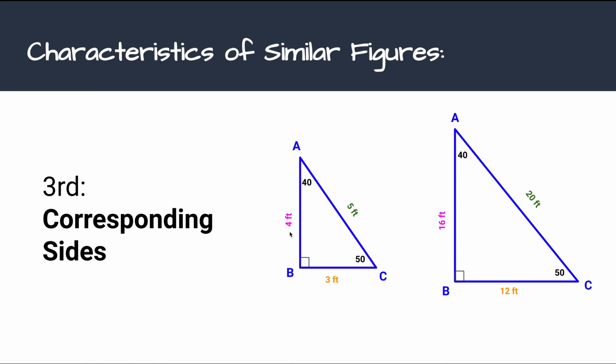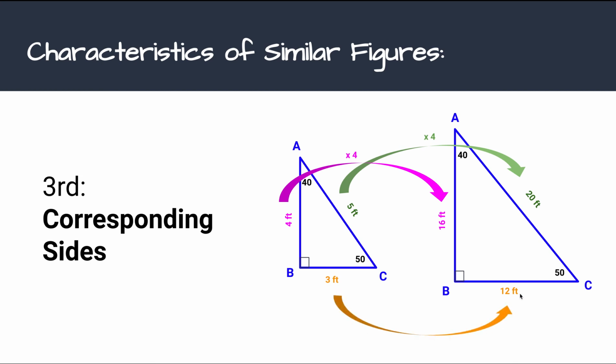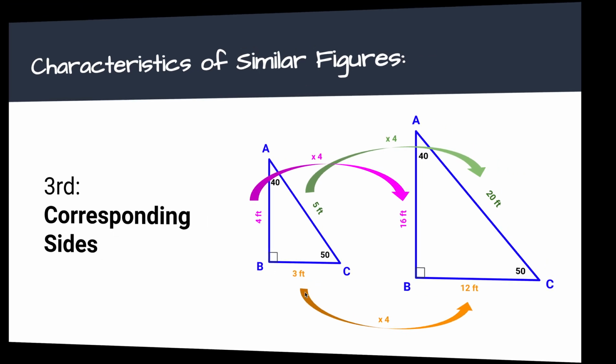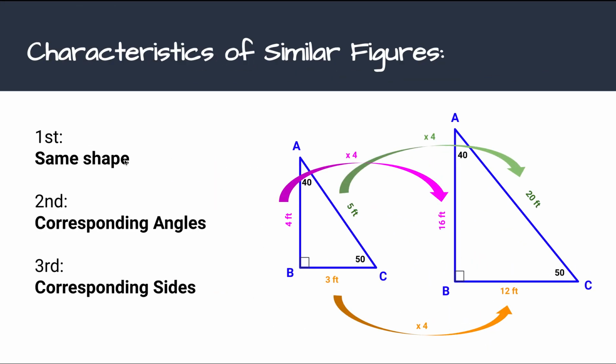In this example, if you look here at the 4 feet going into the 16 feet, this is using a scale factor of 4. Now we look at our hypotenuse of 5 going to 20, also using a scale factor of 4. And then we look at the bottom of 3 feet going to 12 feet using a scale factor of 4, giving us our corresponding sides, which lets us know that our 2 triangles are similar because they follow the 3 characteristics of same shape, corresponding angles, and then corresponding sides.